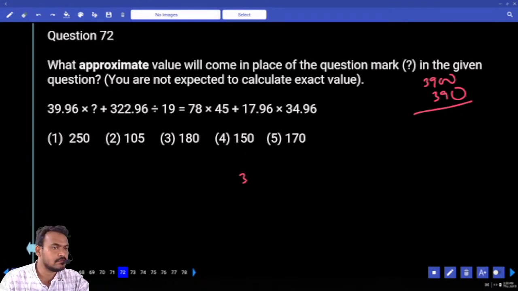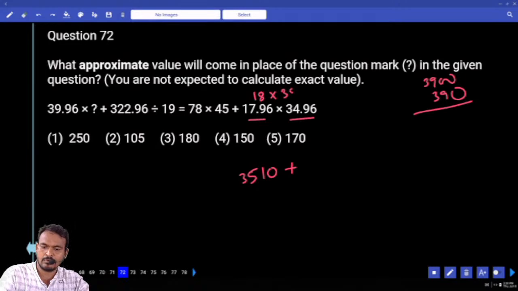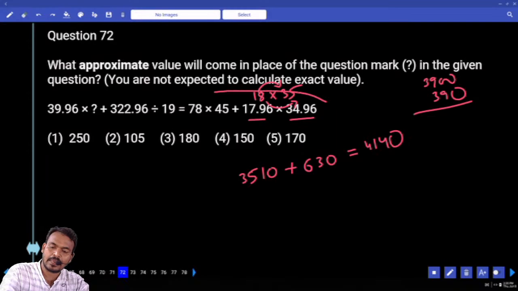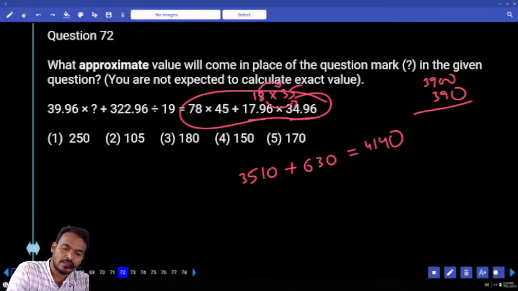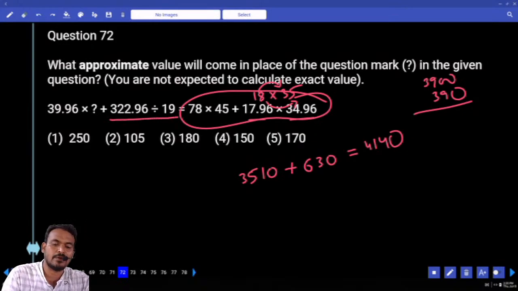3, 5, 1, 0, plus 18 into which one? 35 or not? 18 into 35. 18 30s are 540. 18 5s are 90. Total it is 630 or not? 630. Total it is how much? 4140 or not? That is entire right hand side value or left hand side value? Right hand side. Again, left hand side, 323 divided by which one?